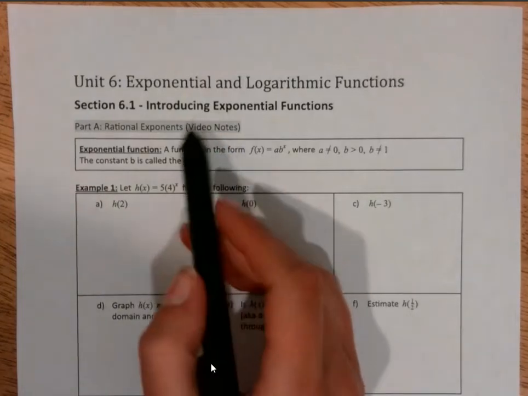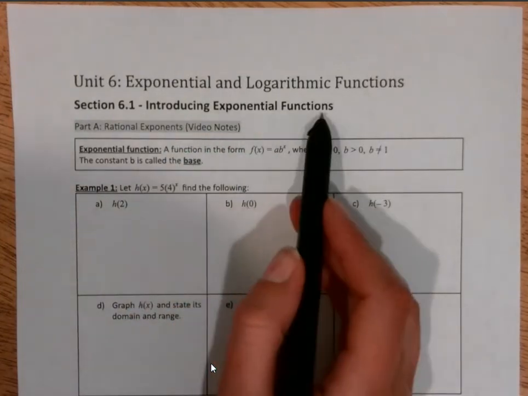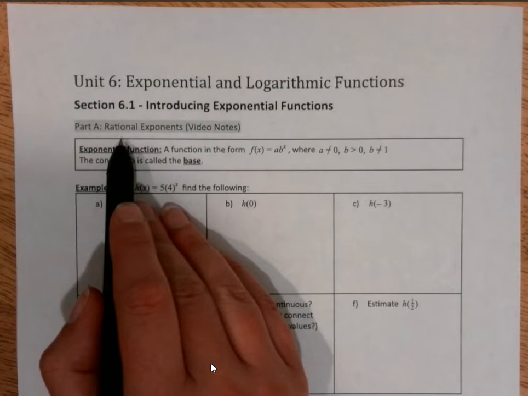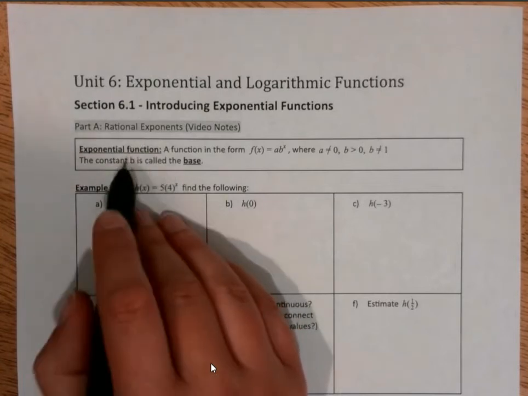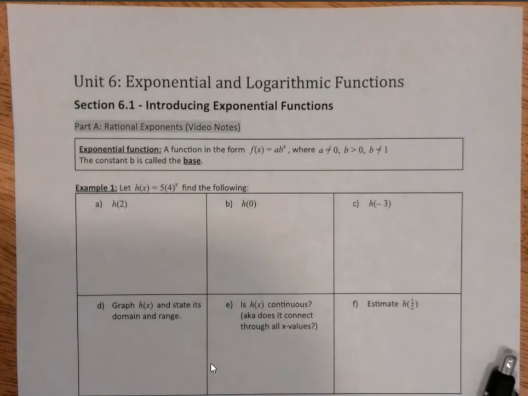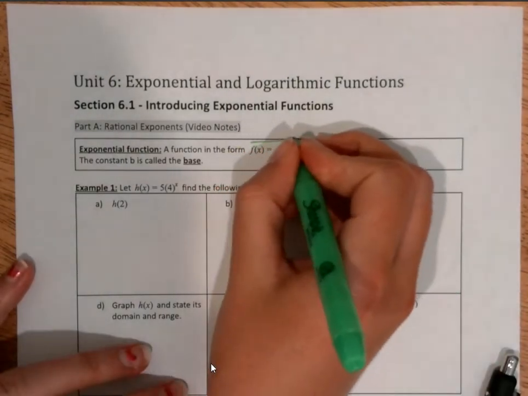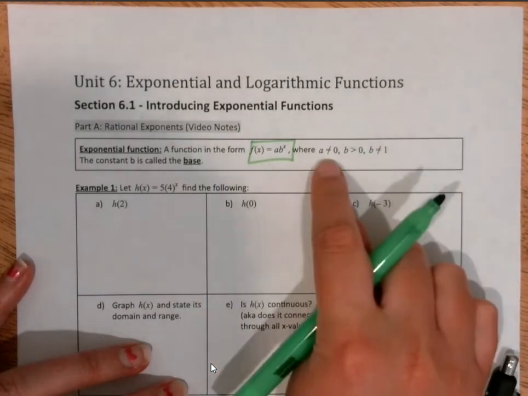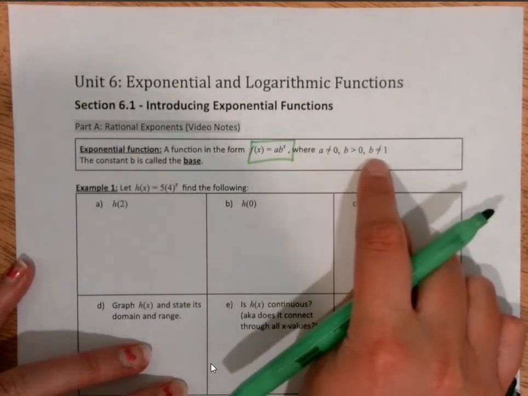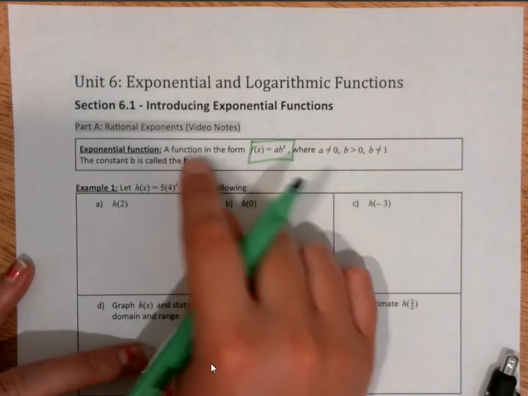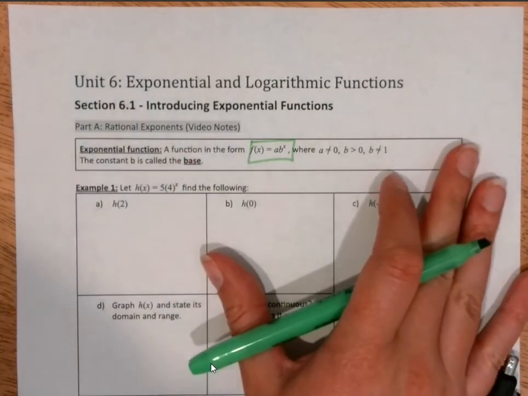In section 6.1, we're going to be introducing exponential functions, but first, in part A, we need to talk about rational exponents. An exponential function is a function in the form f of x equals a times b to the x, where a is not 0, b is larger than 0, but it also cannot be 1. The constant b is called the base, and a is the coefficient.